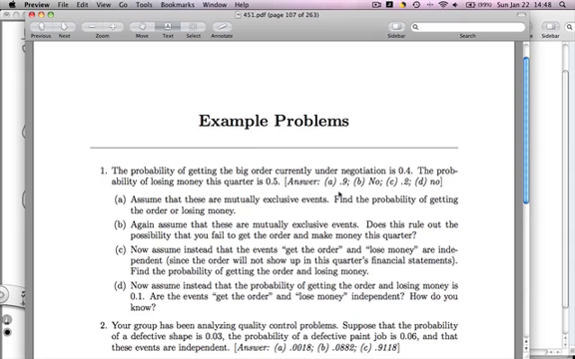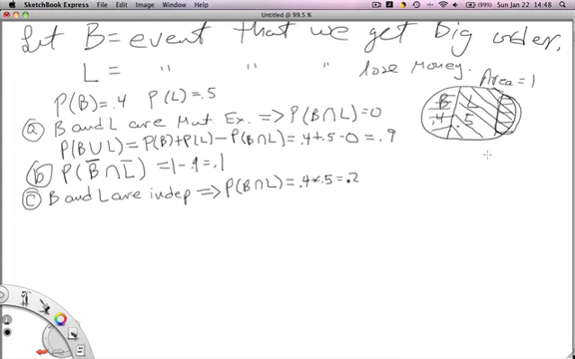If we go back to the problem, that's what we're asked to find. What's the probability of getting the order and losing money? It's 0.2. It's probably worth drawing it. If we draw it, this is B, and this is, say, L down here. All of this is L. Notice there is an overlapping region here which has probability 0.2. So that area in the middle is 0.2.